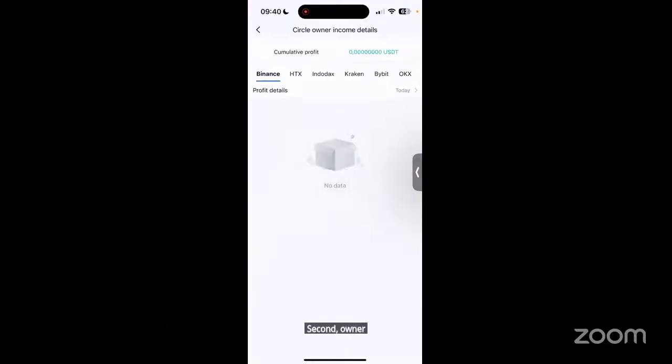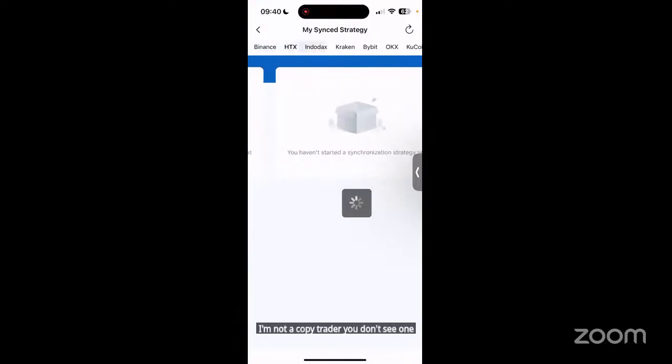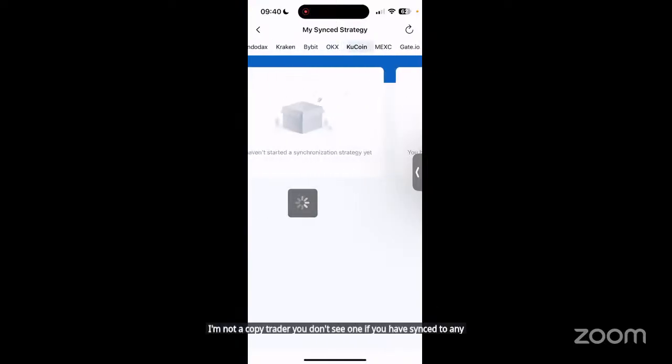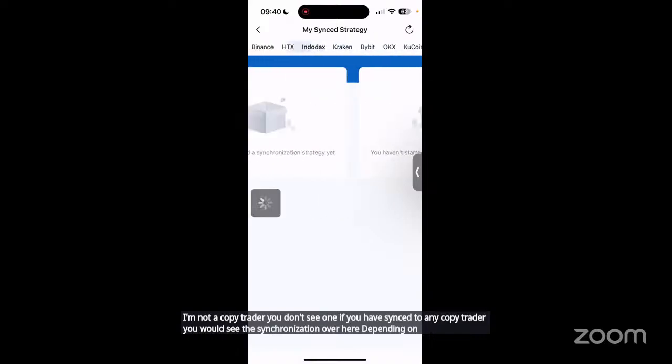Circle owner income details. So these are the copy traders where their cumulative profit has been recorded. I'm not a copy trader, so you don't see one. If you have synced to any copy trader, you would see the synchronization over here, depending on the exchange you sync to them. Okay.